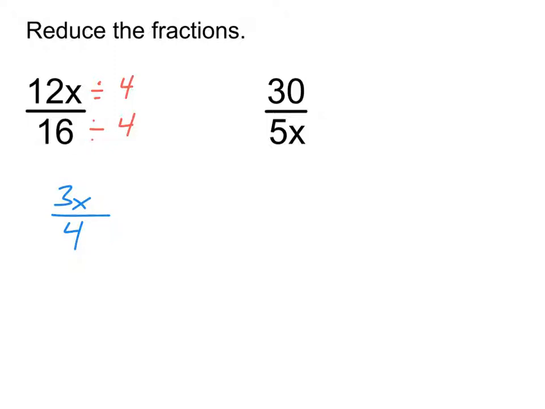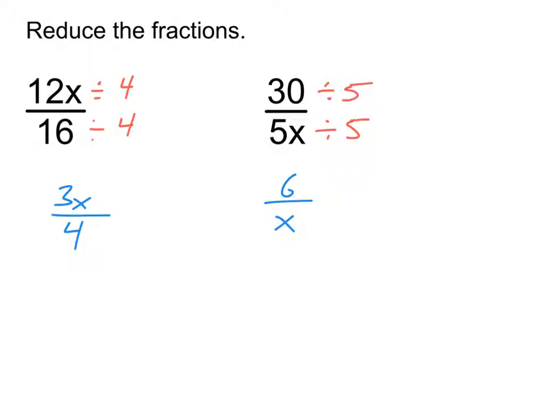Same kind of thing for the second one. So for the second fraction, what can I divide out of both the top and the bottom? 5, absolutely. And so I'm going to divide top and bottom of this fraction by 5. Now when I do that, on the top, of course, that becomes a 6. On the bottom, what is 5x divided by 5? It's x. You could have also thought 1x, but of course 1x equals x.